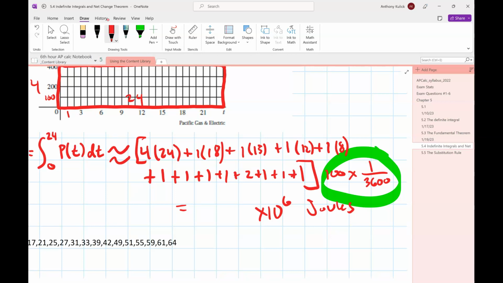Wait a minute. This should be times 3600 though, shouldn't it? Not 1 over 3600. Like 1 hour, I should multiply by 60 to get to minutes. That's my bad. That'll convert those hours, which are all of these units, are all hours.